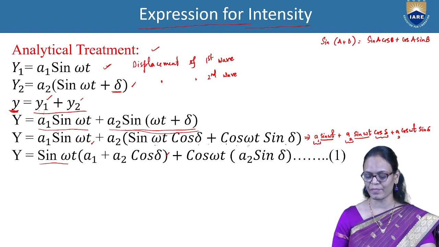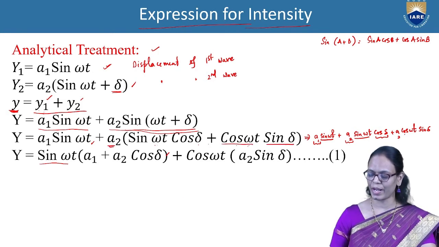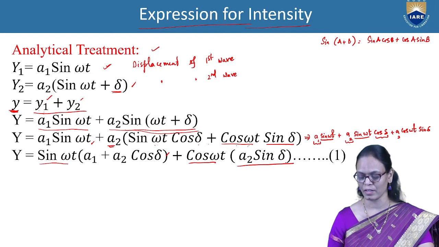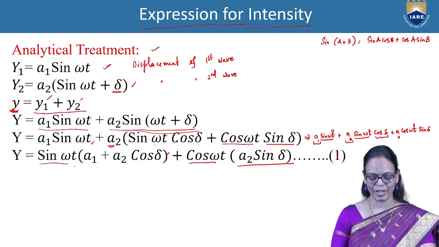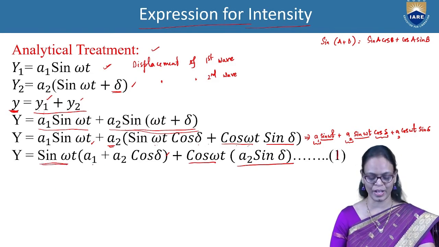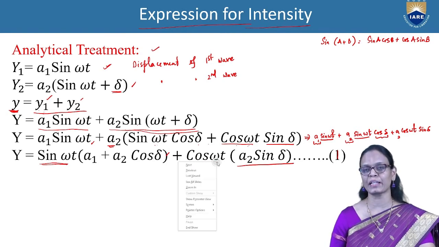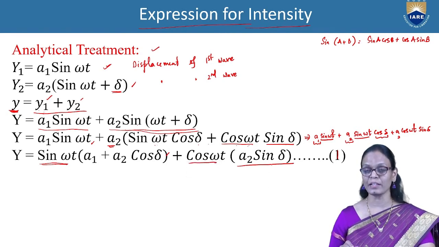Plus here we have cos omega t sin delta and we have a2. So a2 cos omega t sin delta, I have taken out cos omega t and written it as a2 sin delta. So let this be equation 1. We have taken sin omega t outside and we have a1 plus a2 cos delta. We have taken cos omega t outside, we have a2 sin delta.